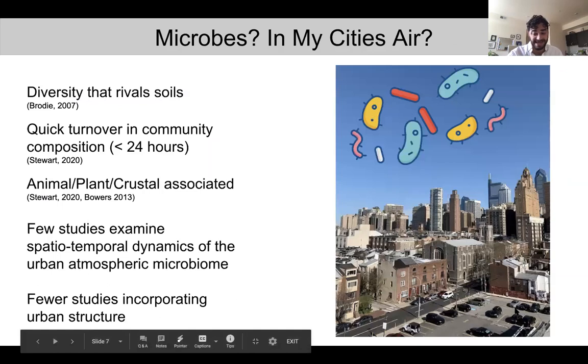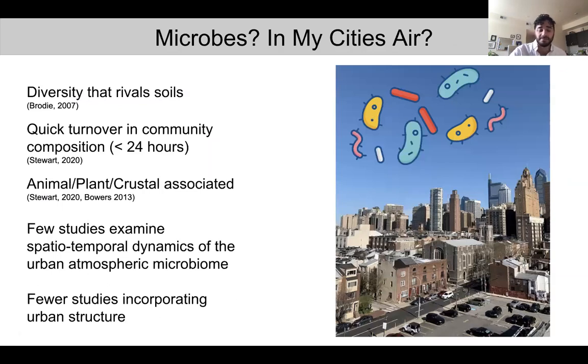Microbes are in city air. We found that it's previously been seen that the diversity of microbes in the atmosphere does rival that of soil, and that there's quick turnover in community composition. A study I did, also my master's, found that there was high temporal variation in day-to-day samples of the atmospheric microbiome, and that they're largely attributed to a few different things. They're coming from animals, plants, soil, or they're like generalists that can live in a lot of different environments. Although the near surface atmosphere of the atmospheric microbiome has largely been ignored with regards to urban structure.